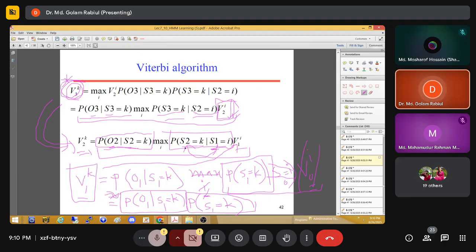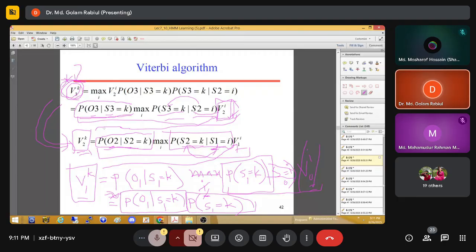So that means if we know the transition probability, emission probability, and know the V1 equal K, then we can know the V2 equal K. And then this V2 equal K, we have to put it here. And then this is the transition probability from state 2 to state 3. We will get this one from the model. And then this is the emission probability. Then we will get the V3 equal K.